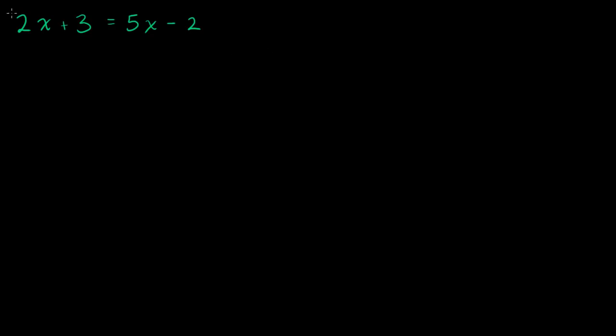So let's visualize it. So we have 2x right here on the left-hand side. So that's x plus x. And then you have plus 3. So that's equivalent to plus 1, plus 1, plus 1. That's the same thing as 3. I could have drawn 3 circles here as well. Plus 3. And then that is equal to 5x's. So 1, 2, 3, 4, 5.